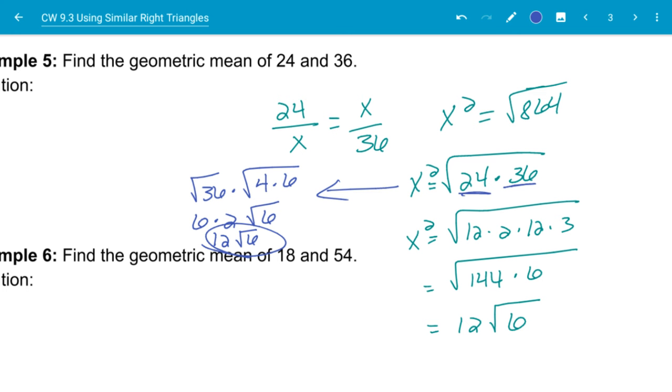So the point here is that there's not just one way that you can look at this and solve this. There's a couple different routes. But at the end, we still get the same answer, 12 square root of 6.